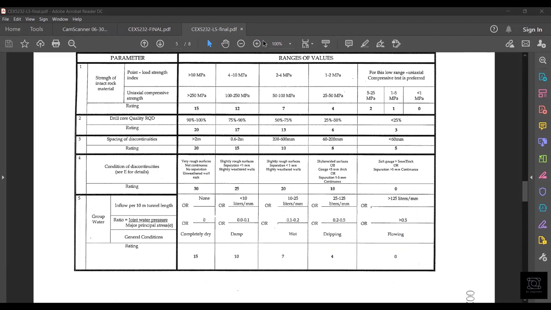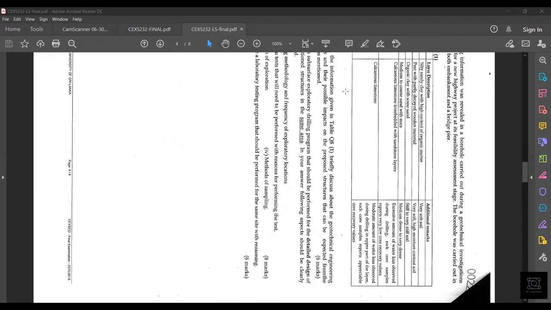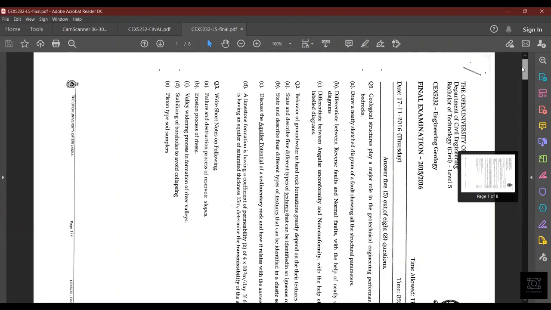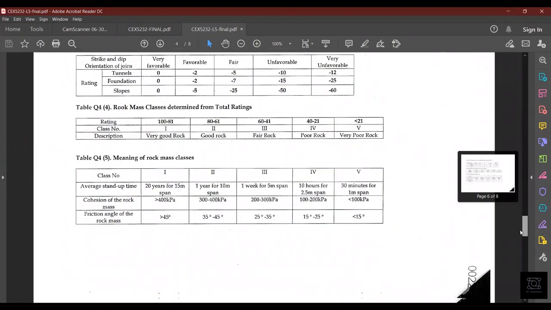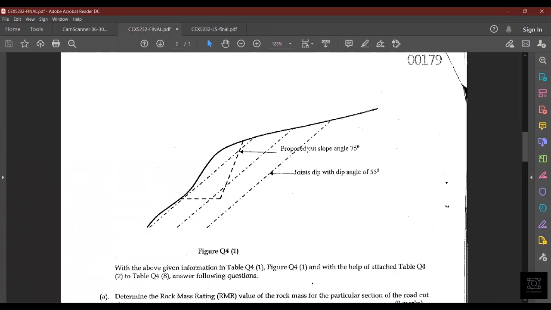The next part is they're asking us to find the adjusted RMR value. To find the adjusted RMR value, we need to know the condition of the strike and so on. So we'll see, I have a figure here. This is the figure.